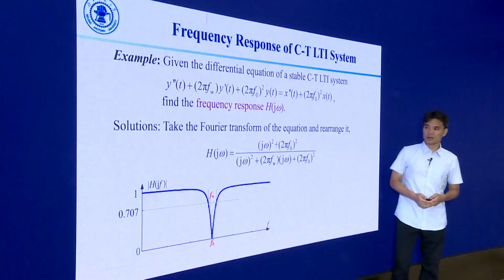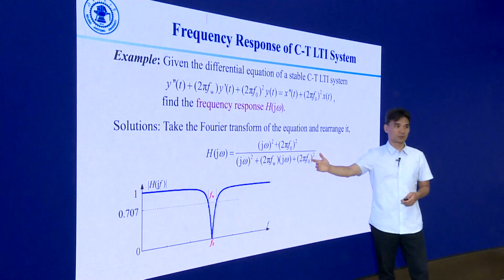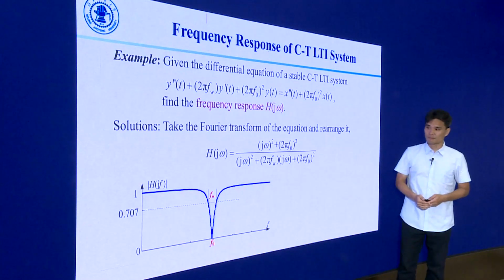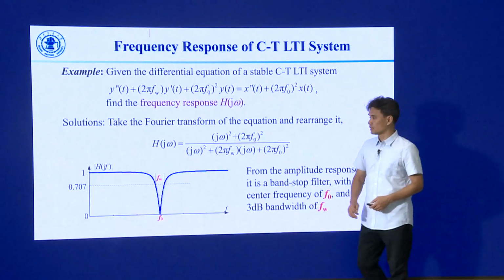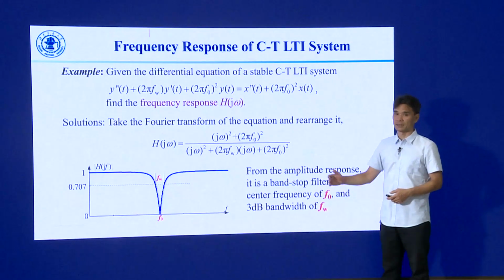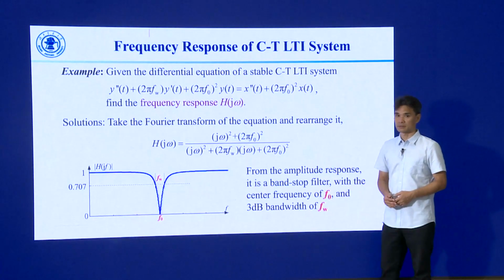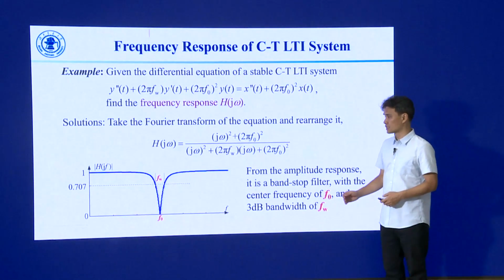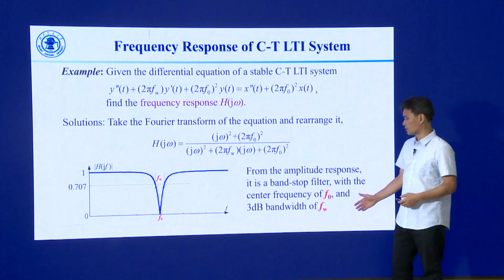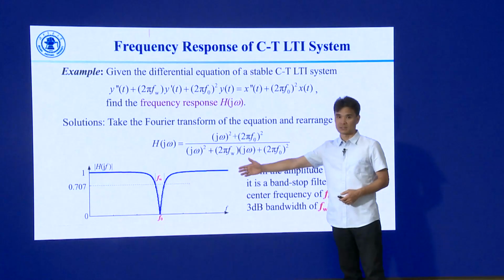And we can get the plot of the amplitude part, the amplitude response. From the amplitude response, we can clearly see that the system is a band-stop system, and the central frequency is omega sub zero, while the 3 dB bandwidth is delta omega.